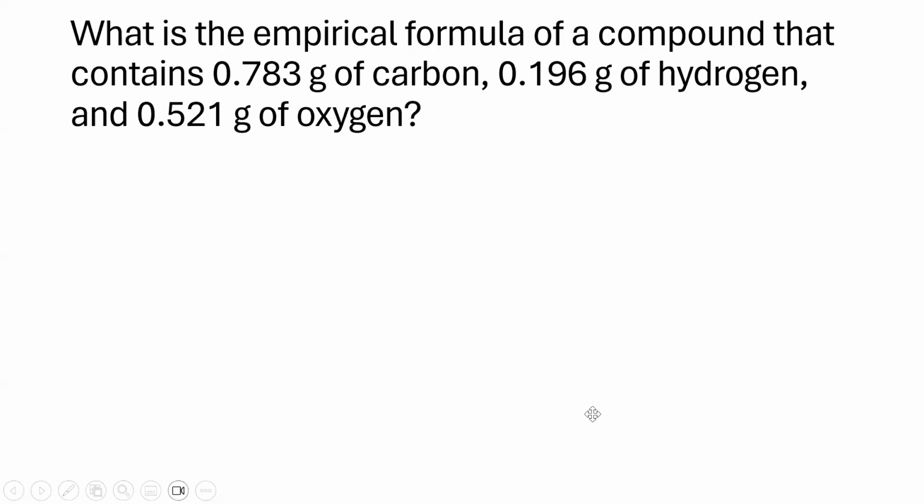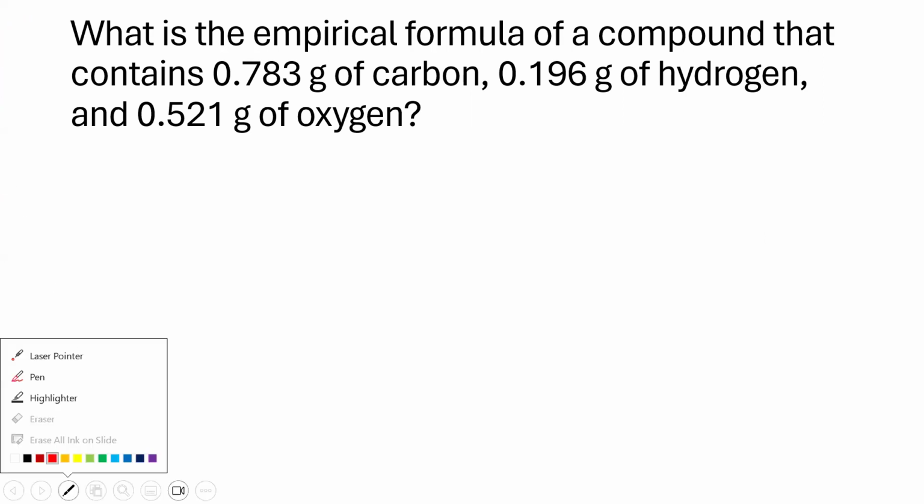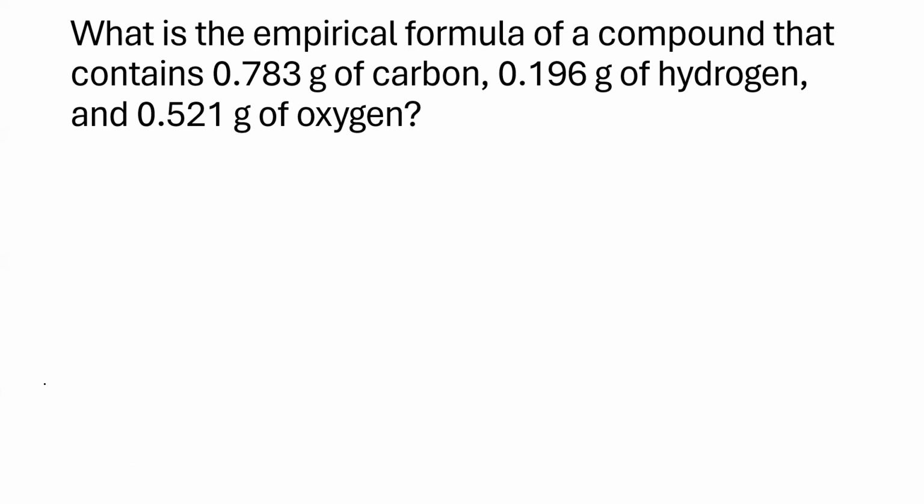So our first question reads, what is the empirical formula of a compound that contains 0.783 grams of carbon, 0.196 grams of hydrogen, and 0.521 grams of oxygen? Reading the problem, we'll be able to know how to solve this question, right? So let's break it down.